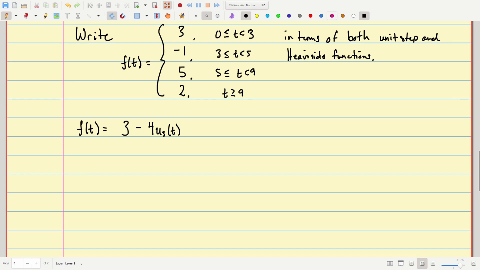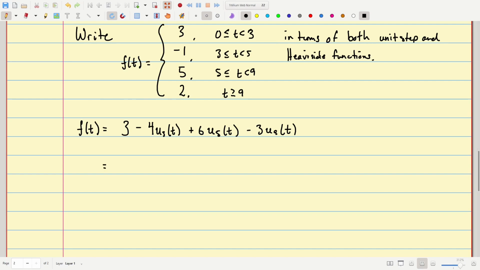Okay. Next thing that we need to do is jump up to 5 at 5. So what do we write? Okay, so plus 6 u5 of t, because the distance between -1 and 5 is 6. I'm jumping up, so it's positive, and that doesn't happen until t equals 5. All right, what about the last one? We have minus 3 u9, right? Step down of 3 doesn't happen until 9.